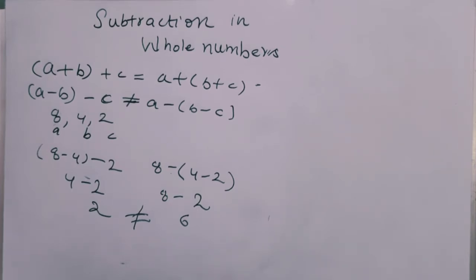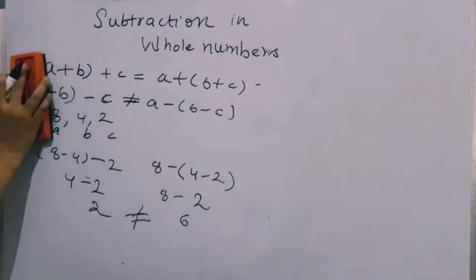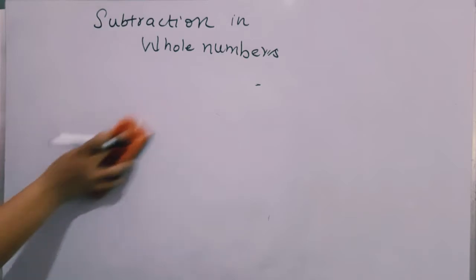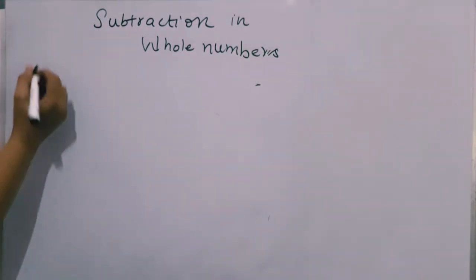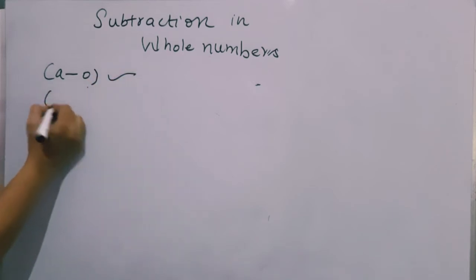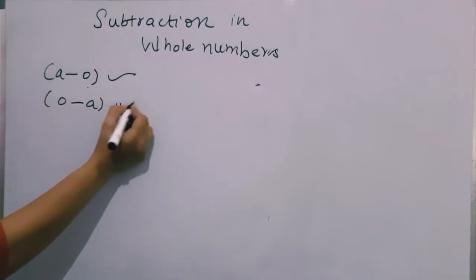For any two whole numbers a and b, a minus b is not equal to b minus a. That is commutative property. Now for any whole number a, we have a minus 0. But 0 minus a is not defined. a minus 0 है पर 0 minus a is not defined लिखा हुआ है. तो मैं समझाती हूँ what does it mean. a minus 0 it exists, but 0 minus a is not defined.